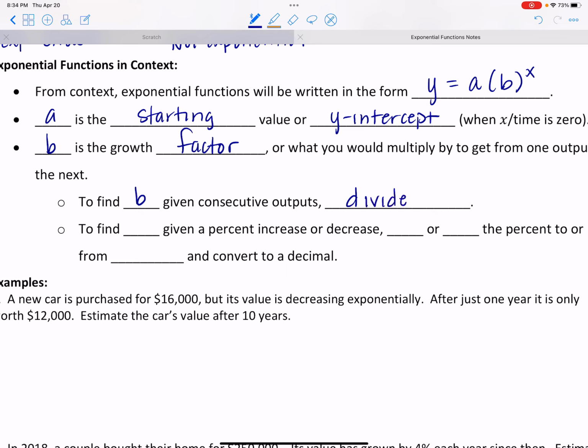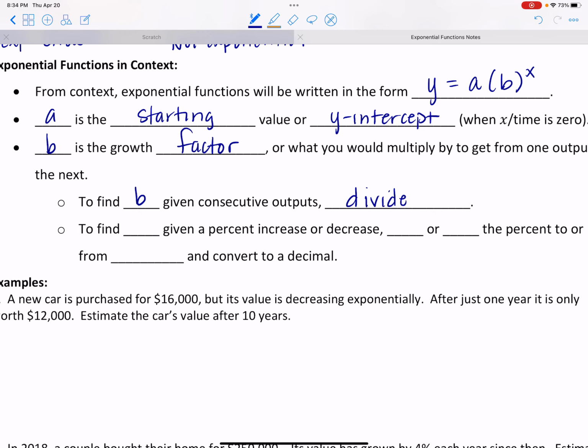But sometimes I'm not given consecutive outputs at all, so I can't just look at the outputs and see what I'm multiplying by to get from one output to the next. Sometimes I'm given that there is a percent increase or decrease in a situation.